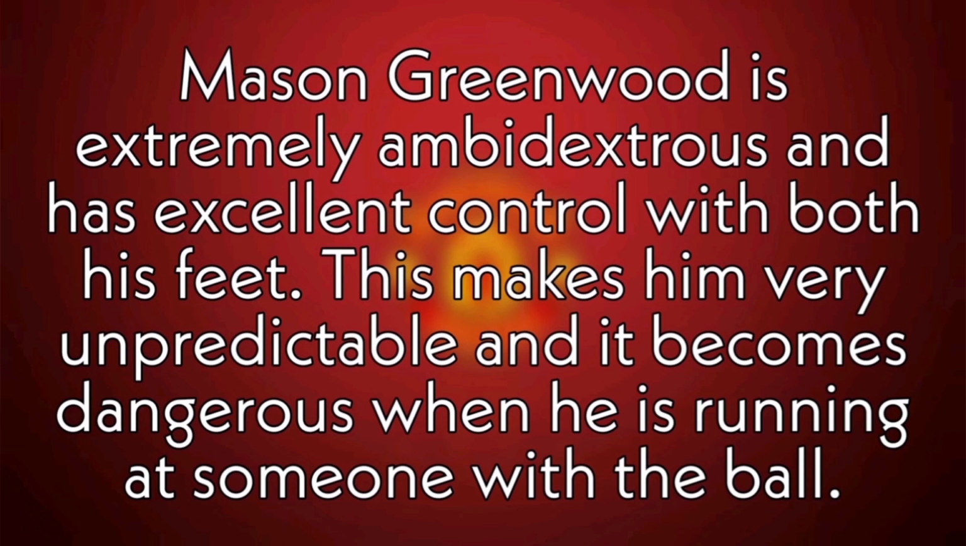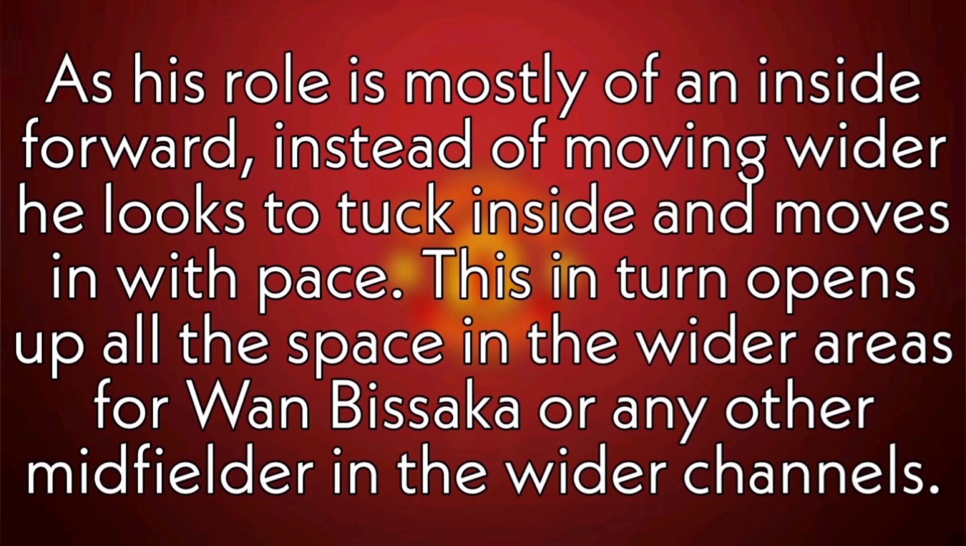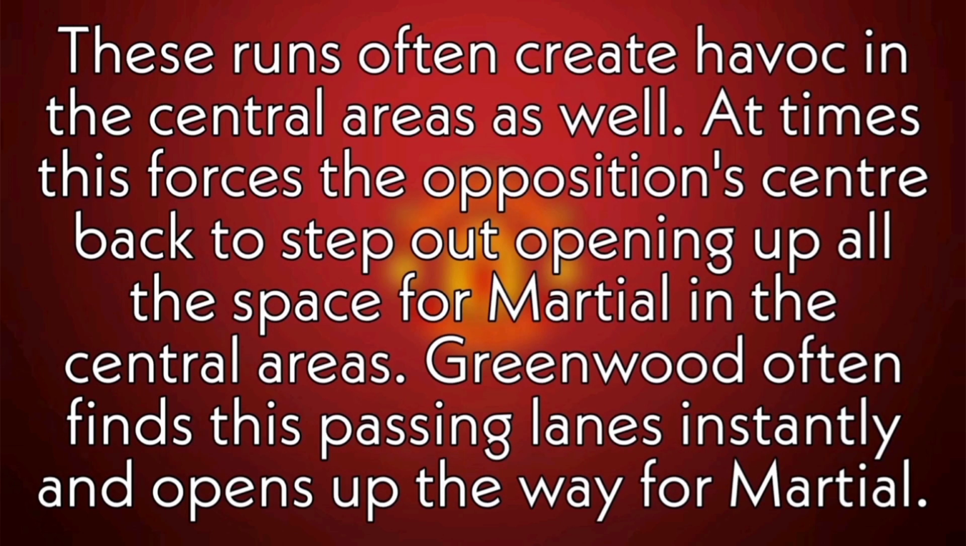Mason Greenwood is extremely ambidextrous and has excellent control with both his feet. This makes him very unpredictable, and it becomes dangerous when he is running at someone with the ball. As his role is mostly of an inside forward, instead of moving wider, he looks to tuck inside and moves in with pace. This in turn opens up all the space in the wider areas for Wan-Bissaka or any other midfielder in the wider channels. These runs often create havoc in the central areas as well.